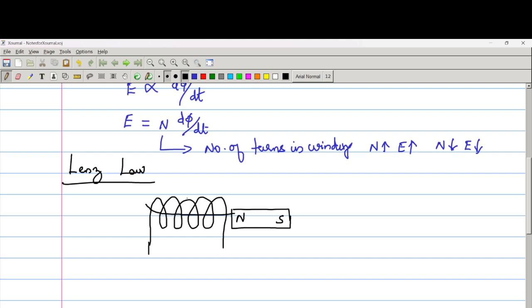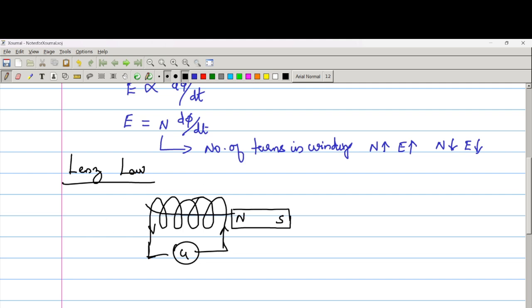Due to the induced EMF, there is a current flow. For example, assume that the current is flowing in this direction, flowing in and flowing out. Here we have connected the galvanometer, so the current flow is in this direction. So what happened during this time? I already told you, when the magnet is stationary, there is no induced EMF. When we are moving the magnet near to this, current flow is in this direction.